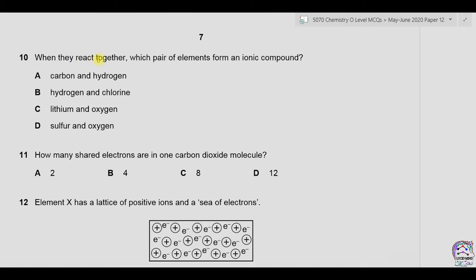Question 10. When they react together, which pair of elements form an ionic compound? Now ionic compound is made up of metals and non-metals by complete transfer of electron from metal towards non-metal. And we can find metal and non-metal by looking in the periodic table. So group 1 and group 2 are purely metals, while group 6 and 7 is of non-metals.